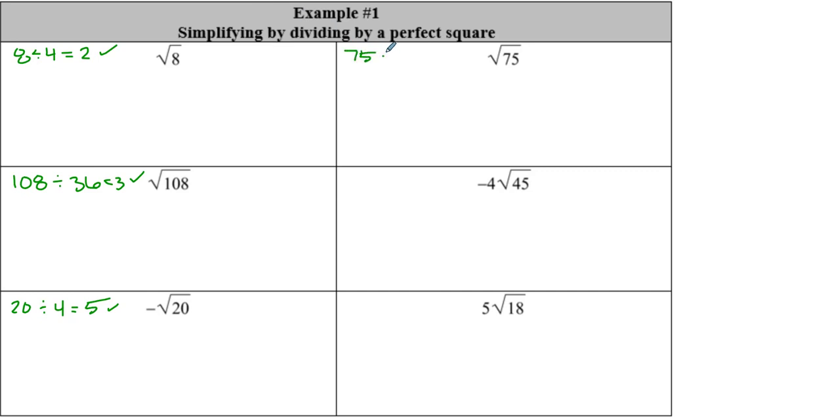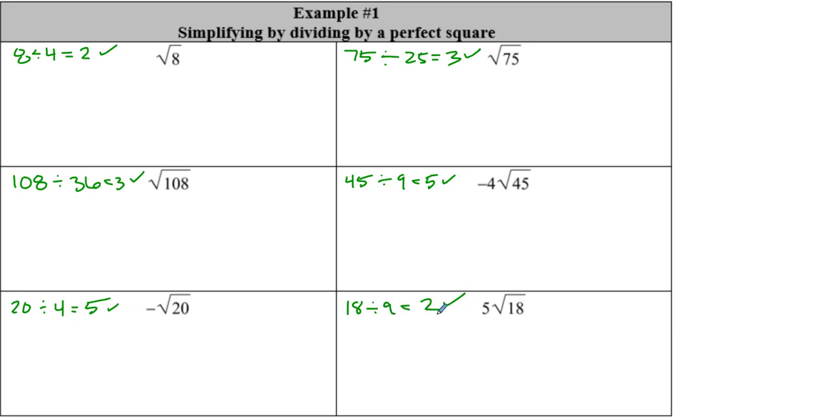That would help. That gives us 3. Looks like that checks out. 45. Looks like we can do 45 divided by 9. Alright, and that's going to be 5 as well. That checks out. And then 18 can also be divided by 9. Boom. So that gives us 2.